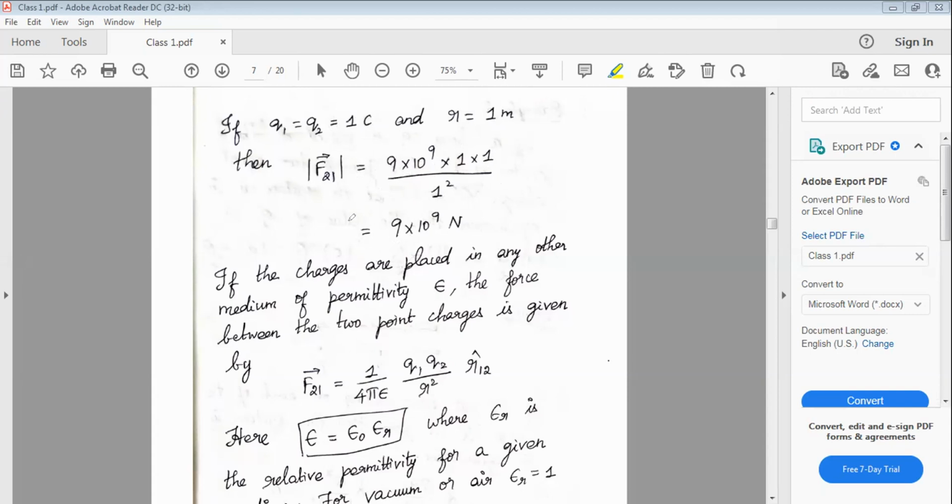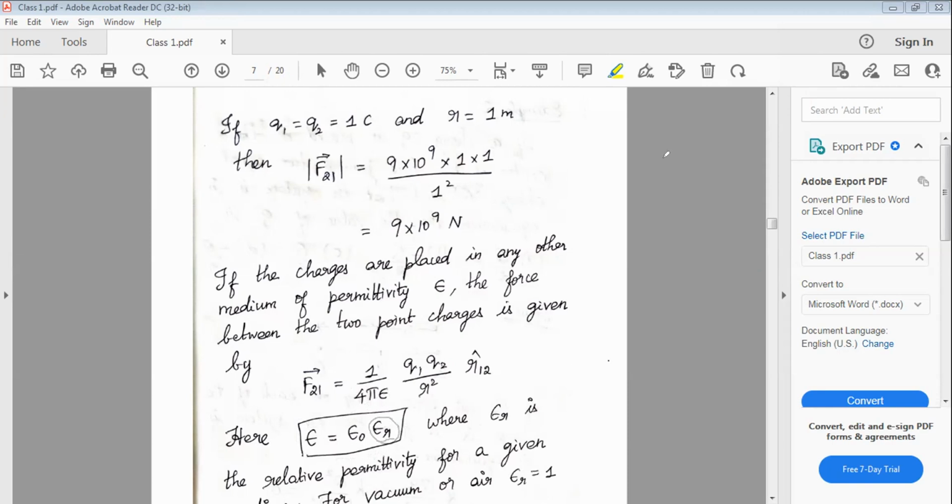As I have told you, this 1 by 4 pi epsilon naught is applicable only in case of free space or vacuum. When you take a medium of permittivity epsilon, you have to use 1 by 4 pi epsilon instead of epsilon 0. What is this epsilon? This is the permittivity of the given medium, whatever medium you are taking. It is really important in which medium you are placing the charges. The permittivity of the medium is epsilon equal to epsilon 0 into epsilon r, where epsilon r is the relative permittivity of the medium.